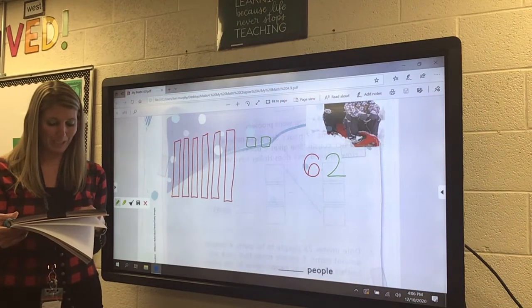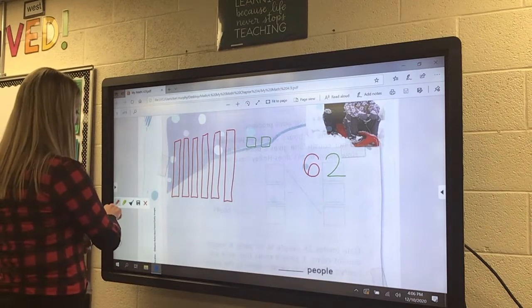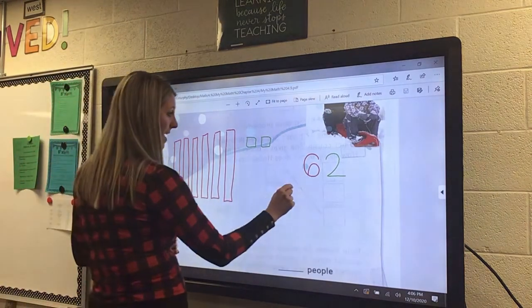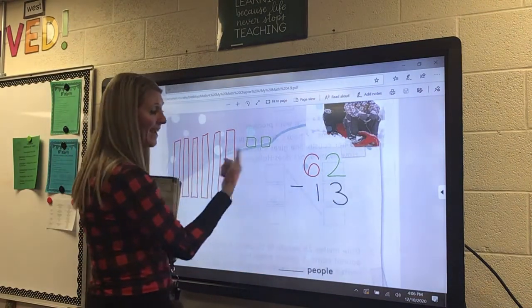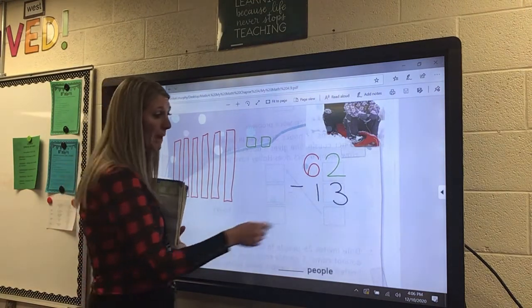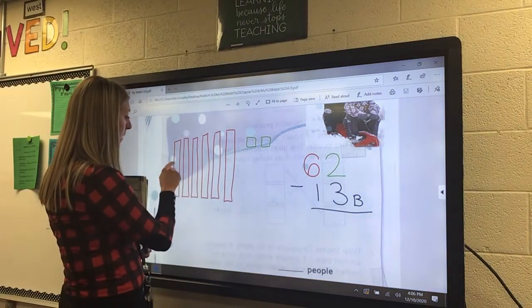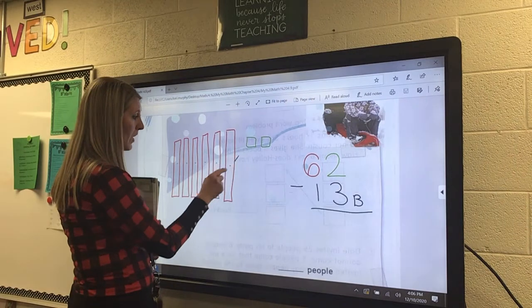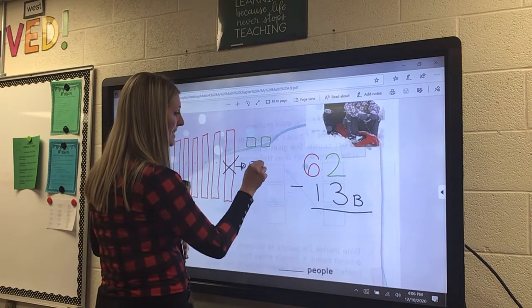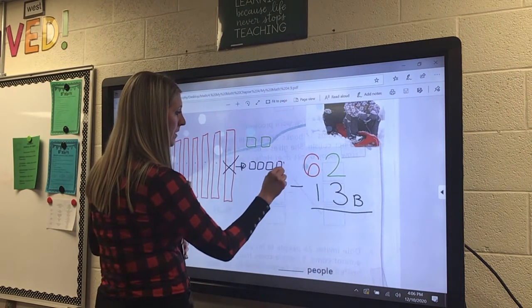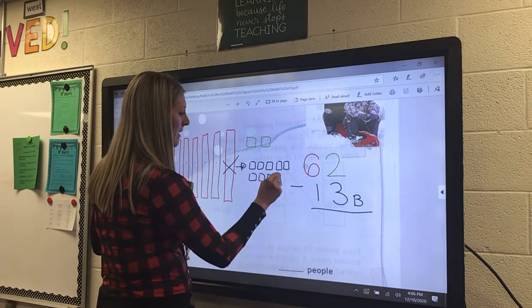Now, it says 13 people leave to go home. So if 13 leave to go home, I know I need to take away 13. Now, what you'll probably notice is I need to take 3 away. I can't do that. Bigger bottom. I need to go borrow. Okay? So I'm going to go from this 6th one. 1, 2, 3, 4, 5, 6. I'm going to cross it off. And I'm going to move it over here and I'm going to break it apart. So I'm going to use my hammer and break it into 10 cubes. 1, 2, 3, 4, 5, 6, 7, 8, 9, 10.